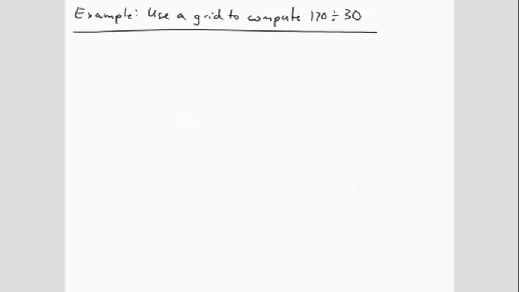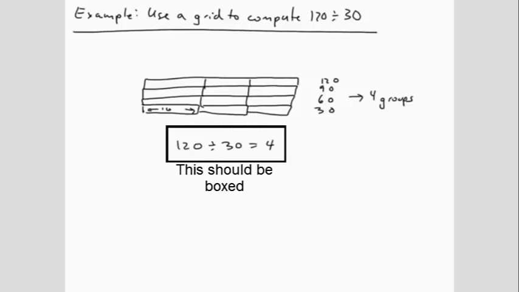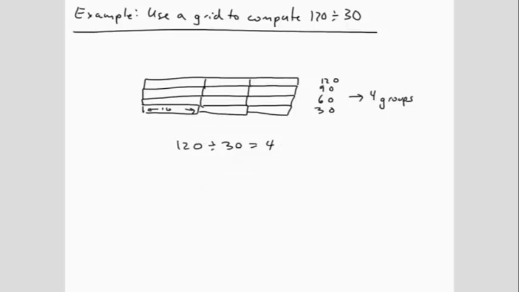Example, use a grid to compute 120 divided by 30. Instead of drawing out individual boxes, we will once again use clusters of 10 boxes. Notice that counting out 3 groups of 10 is much more efficient than counting out 30 individual objects. So 120 divided by 30 is equal to 4. Instead of making groups of size 30, we're really only making groups of size 3. And instead of 120 total objects, we're really only working with 12 objects.